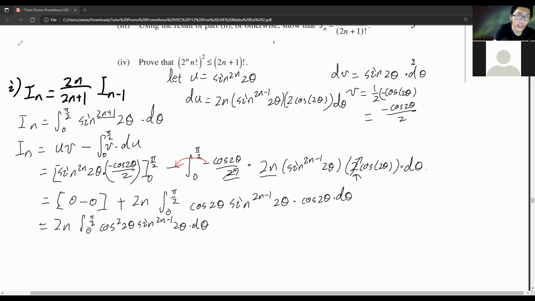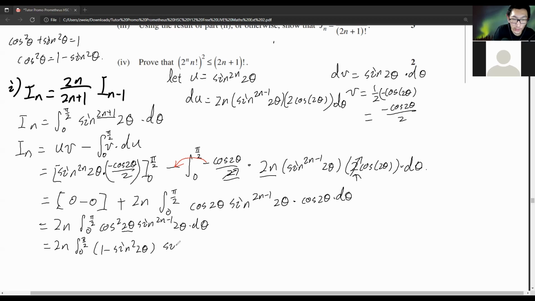Now, very simple. I'll write on the top left the trig identity cos squared theta plus sine squared theta equals 1. What I get is cos squared theta is equal to 1 minus sine squared theta. So what I will get here is 2n integral from 0 to pi on 2, exchanging your cos squared now, of 1 minus sine squared 2 theta, remember the theta is 2 theta, and then sine to the power 2n minus 1 of 2 theta times d theta.